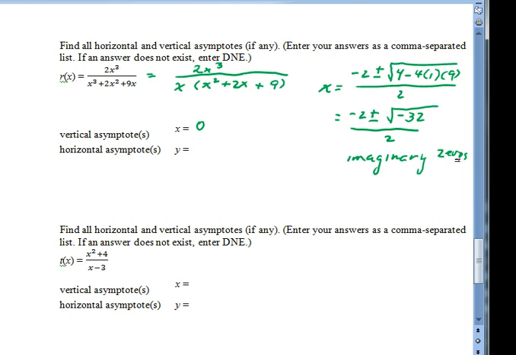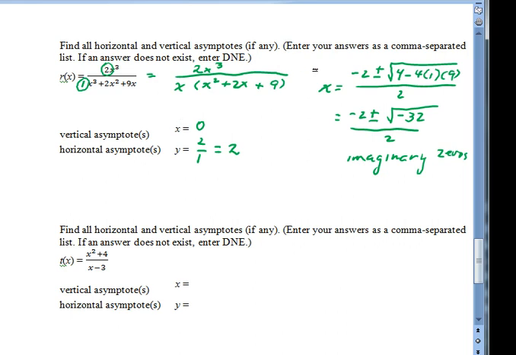In terms of the horizontal asymptotes, we do have degree 3 in the numerator and denominator, and so the leading coefficients are 2 and 1. 2 divided by 1 is 2. If we divided the denominator into the numerator, the quotient would be 2, and y equals 2 is the horizontal asymptote.